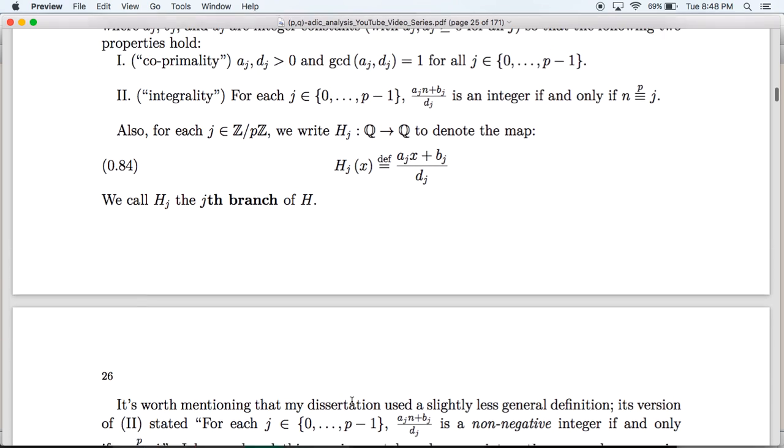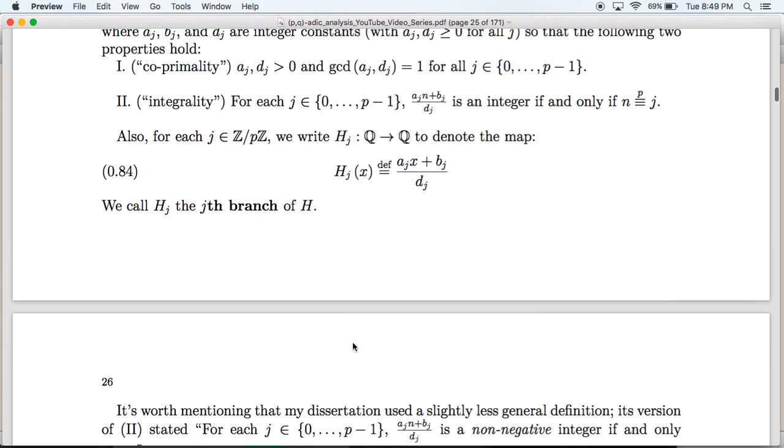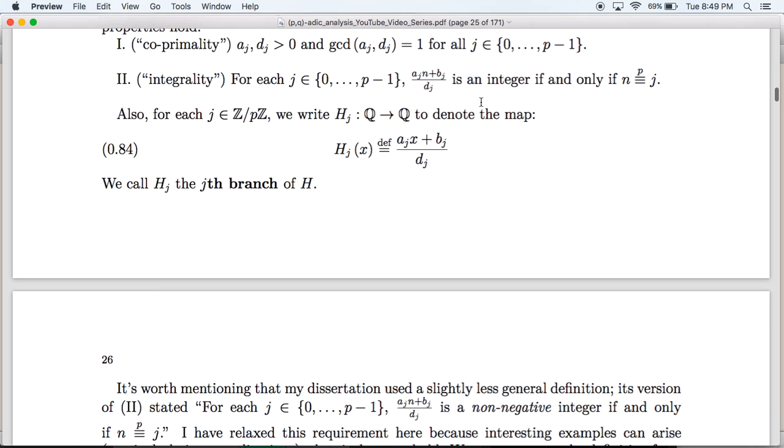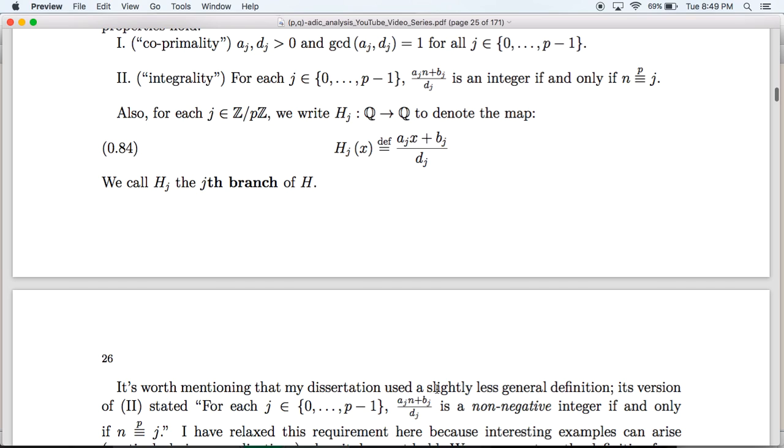So the definition that I'm giving here is slightly more general than the one that I gave in my dissertation. In my dissertation, I required not just that this be an integer, but that this be a non-negative integer. The reason for this is I was basing it off the Collatz map. The Collatz map fixes 0. It sends negative integers to negative integers and positive integers to positive integers. So I decided to work with maps of that type. However, for simplicity and comprehensiveness, we can drop that condition.